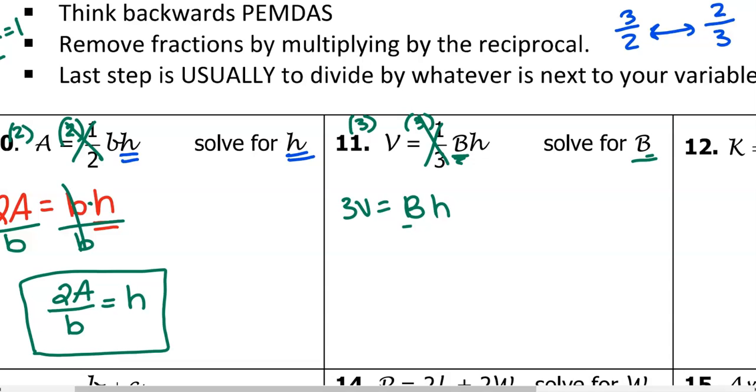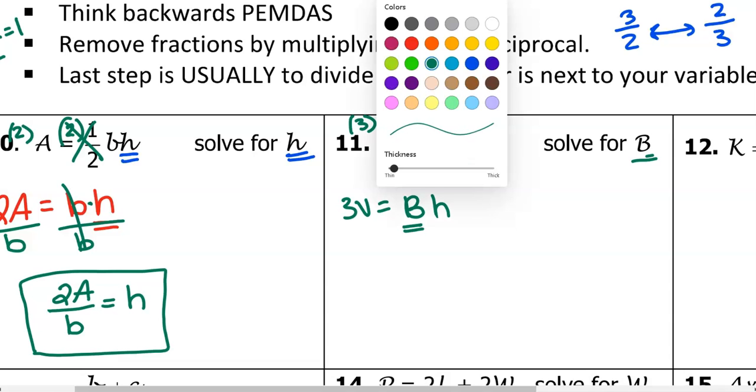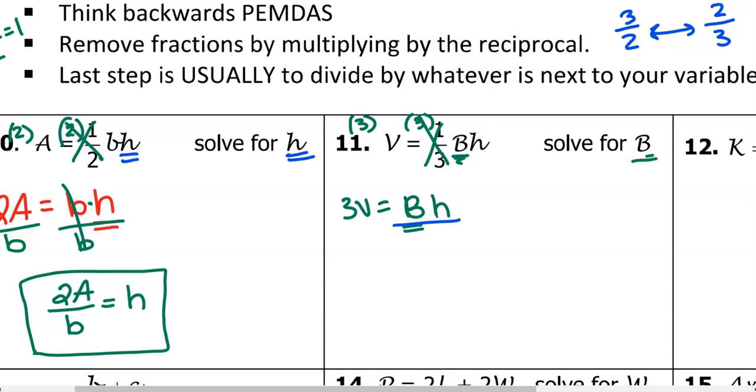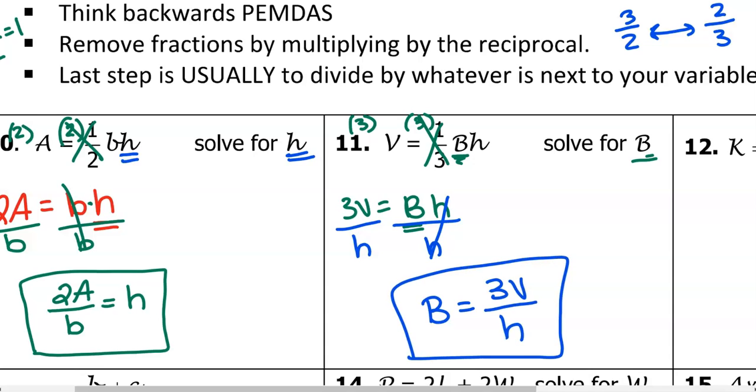And then, we want B by itself. So just like last time, we're going to divide by the H. It is being multiplied right now, yeah. So to get rid of it, we're going to divide. So we're left with B by itself, and it equals 3V divided by H. So all of the letters that were there to begin with, they're all going to still be in your answer.